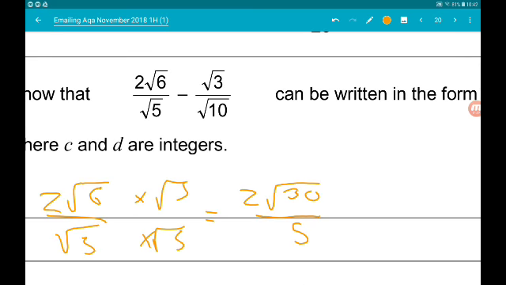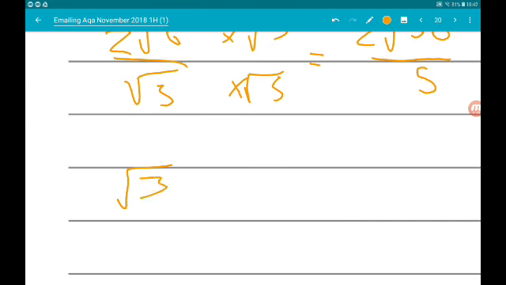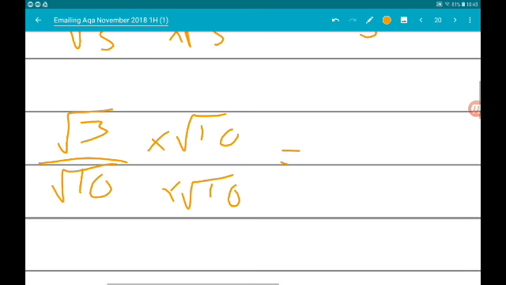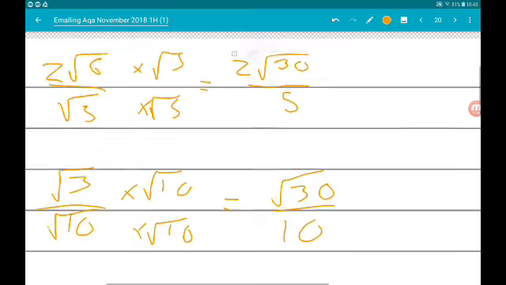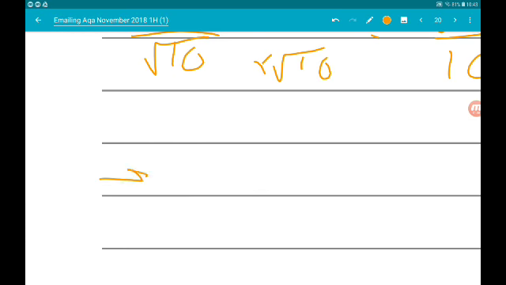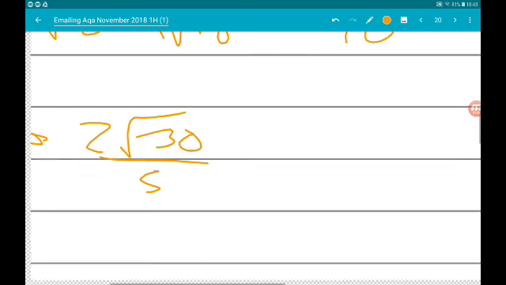And then root 3 over root 10 can rationalize, so multiply by root 10, top and bottom. That's going to give us root 30 over 10. So we've now got 2 root 30 over 5 minus root 30 over 10.